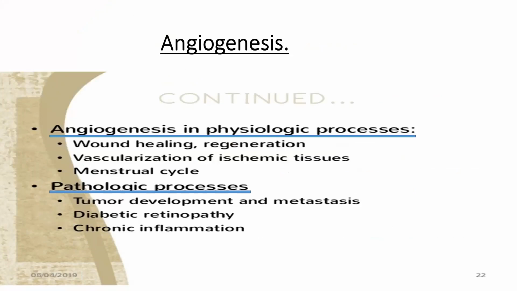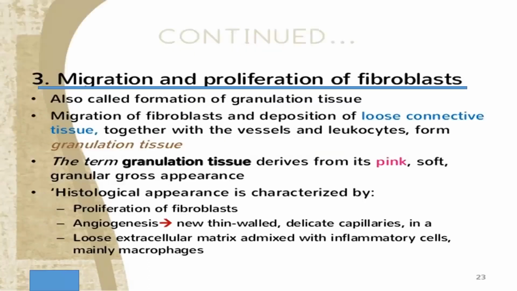Angiogenesis occurs in physiological processes: wound healing, regeneration, vascularization of the ischemic tissues, menstrual cycles; and in pathologic processes: tumor development and metastasis, diabetic neuropathy and chronic inflammation.